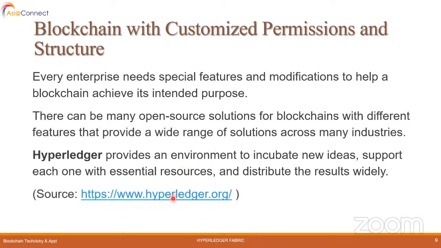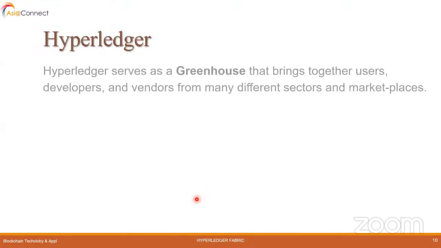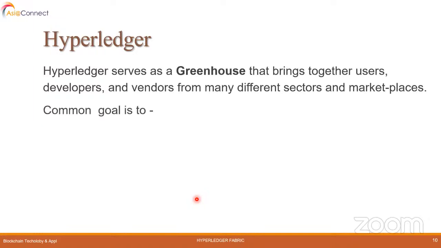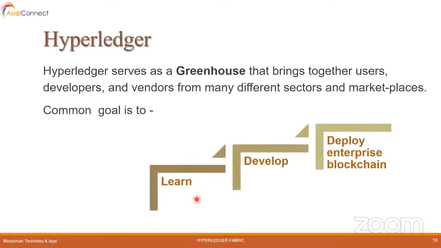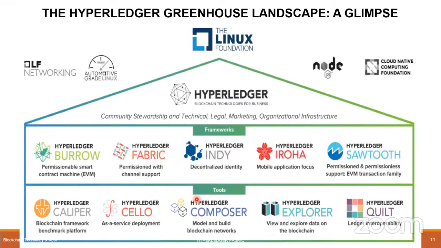If I look at this Hyperledger platform, you can find out more about Hyperledger on their web page, hyperledger.org. Hyperledger serves as a greenhouse, I must say, that brings together users, developers, and vendors from many different sectors and marketplaces. What is the goal? The goal is to learn, develop, and deploy enterprise level blockchain. That is the basic idea.